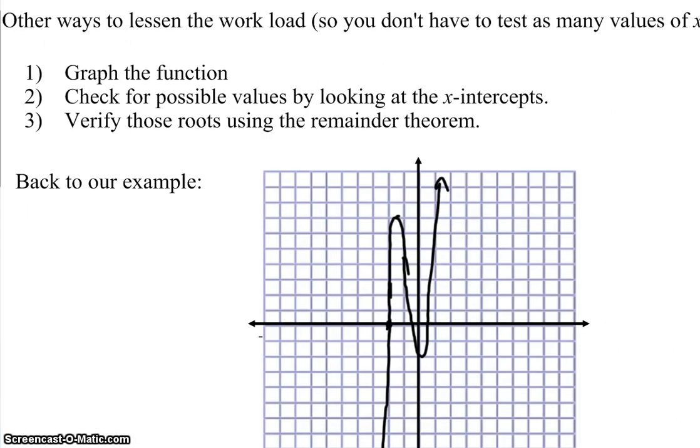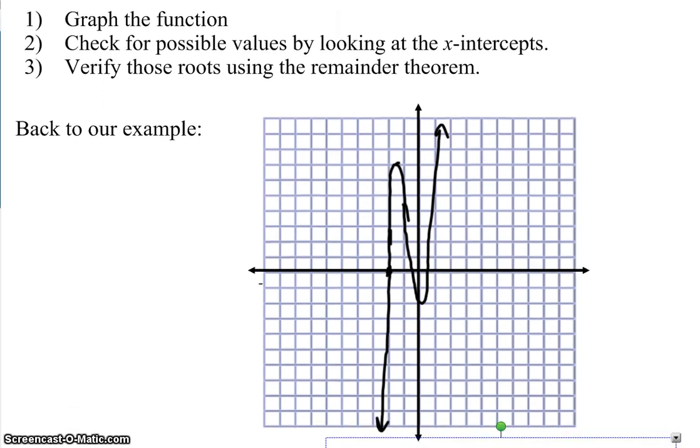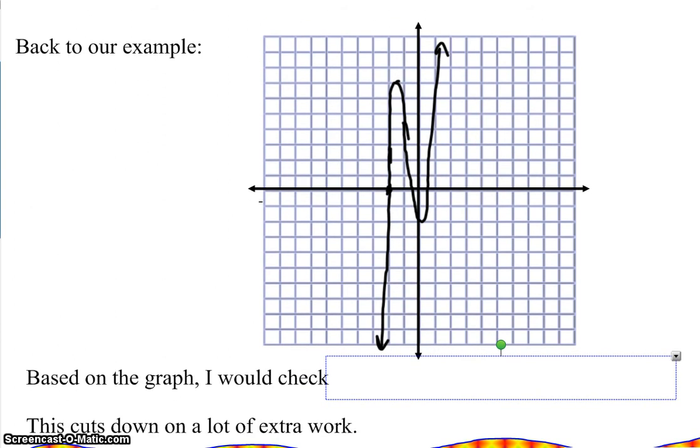Now, a way to lessen the work, we tested an awful lot of possible roots on that one, would be to actually graph the function. So from that example, this is the graph. I graphed it on my calculator and then just kind of sketched it onto my graph. I can see that it looks like I definitely have a root at negative 2.